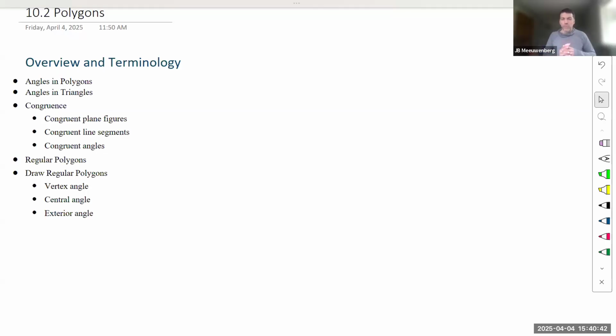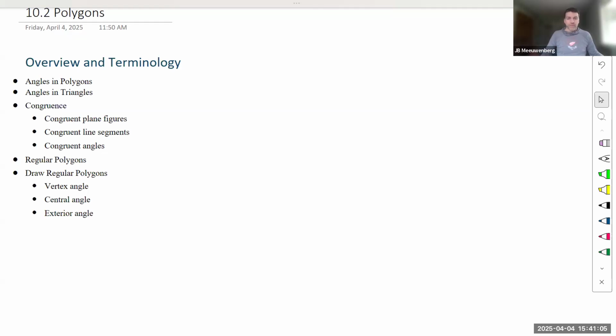In this video, we're going to be exploring section 10.2, which is all about polygons. We're going to be examining mostly their angles, the angles of polygons. We'll spend a little bit of time talking about triangles, the idea of congruence. We'll discuss what a regular polygon is and how to draw them.